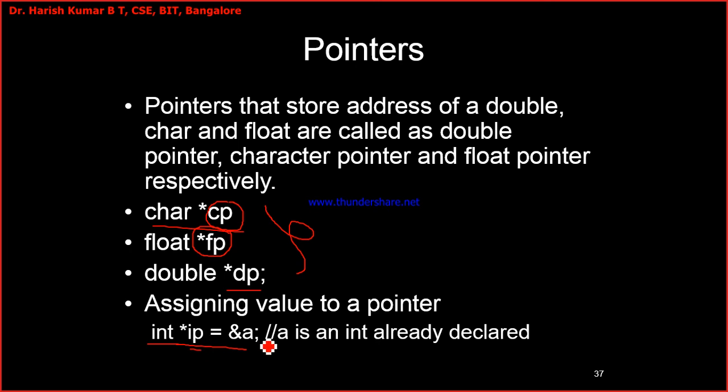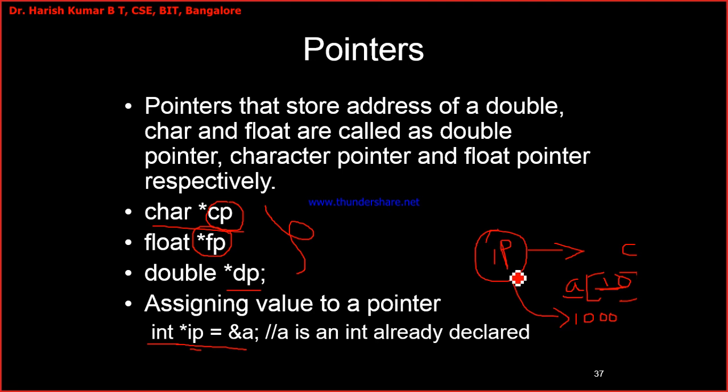Now this is holding the address of A, or in other words, IP is pointing to the memory location A. A is a memory location, and it has some content. Say for example the value of A is 10. A is the name given to this particular memory location, and the value at that memory location is 10. Let us assume the address is 1000. Now IP is holding this 1000, so IP is pointing to this particular memory location. Using IP I can access this memory region.